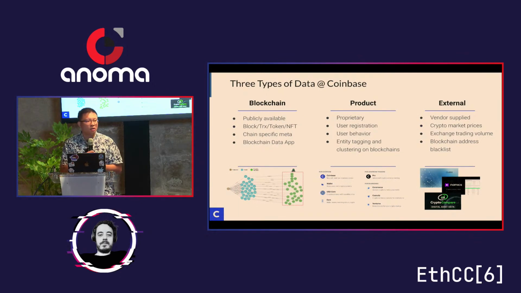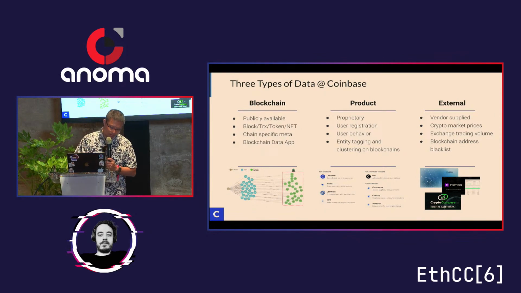Coinbase data. This is what a crypto company's data needs to look like. Coinbase has three kinds of data. The first is blockchain data, the second is product data, and the third is external data. All these data have their own characteristics. Blockchain data is publicly available, and when we talk about blockchain data, it really means the transaction blocks and all the derived data, as well as chain-specific data. And we use that to support various different blockchain applications.